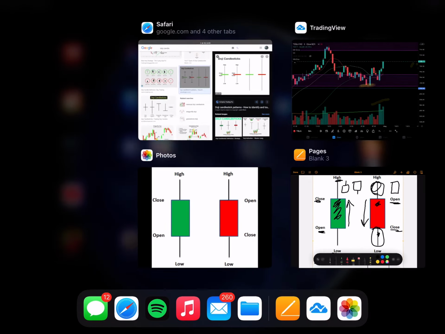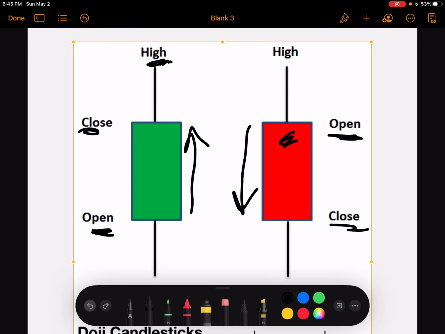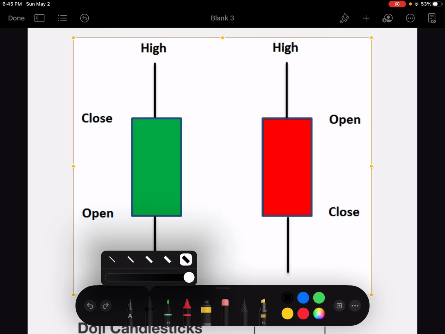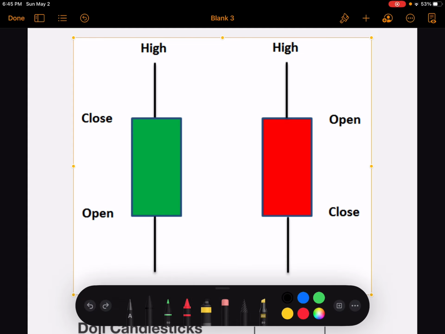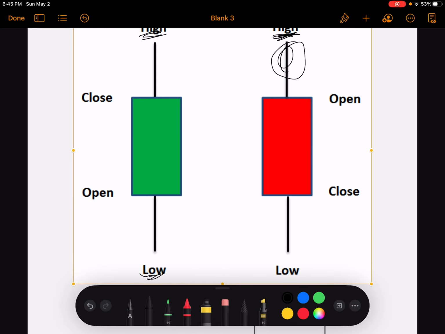Let's go back. Let me erase all of this. All right, so every candle has a high wick. This is the wick. High is always going to be at the top. Low is, of course, always going to be on the bottom.